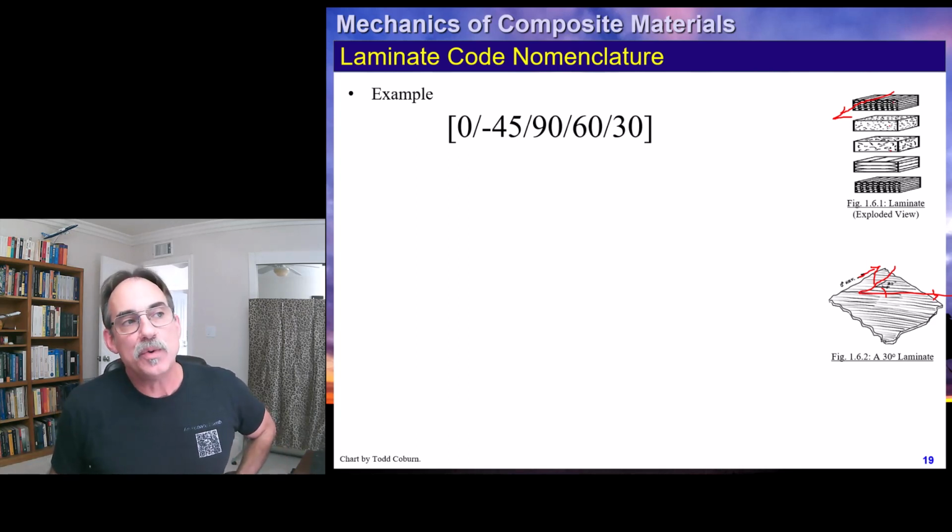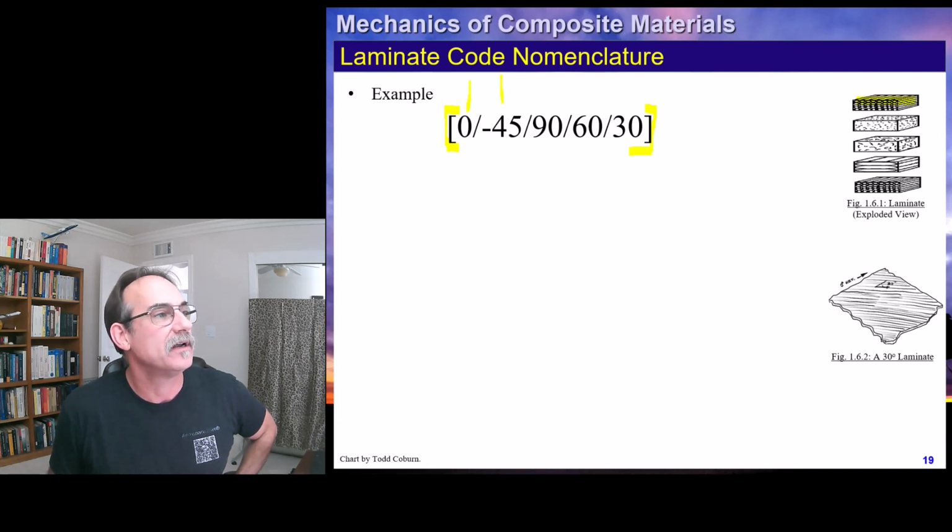So we're going to do that with what we call the laminate code. What this code is going to consist of is a pair of brackets. That's what we're going to use to differentiate that. And then we're going to lay out the orientation. So each number is the orientation of each layer, going from top to bottom. So this is the orientation of the top layer, next layer, next layer, next layer, bottom layer. That's how we're going to do that.